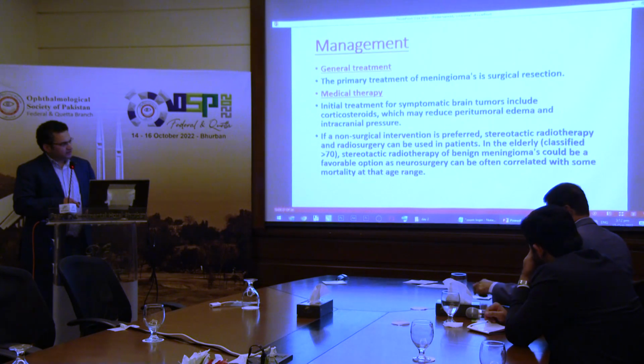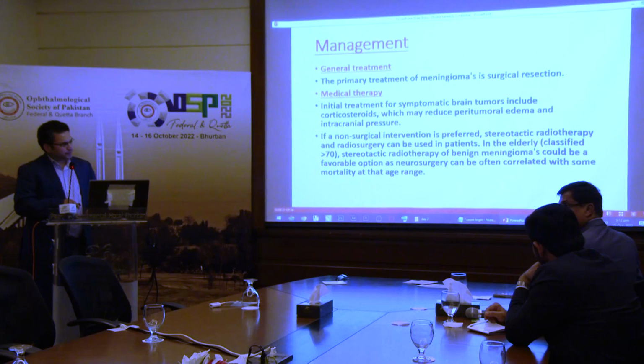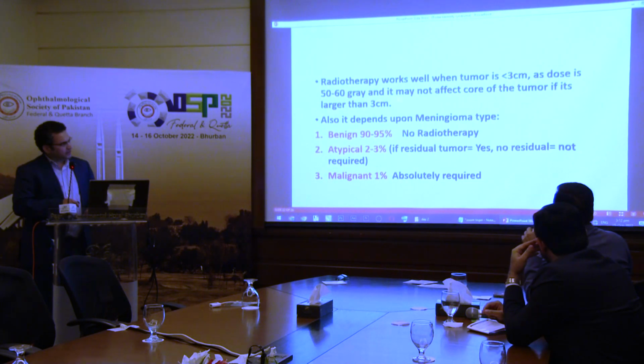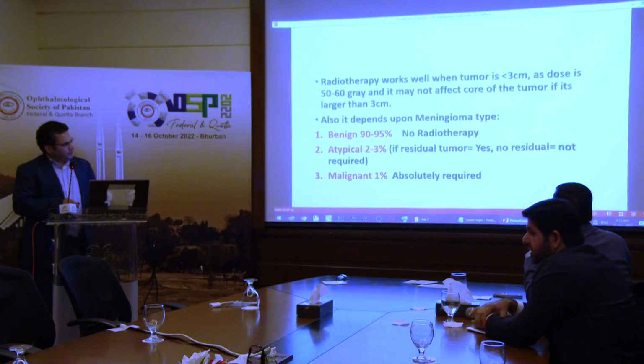If a non-surgical intervention is preferred, stereotactic radiotherapy and radiosurgery can be used in patients. In elders, classified as greater than 70, stereotactic radiotherapy of benign meningioma could be a favorable option, as neurosurgery can be correlated with some mortality at this age. Radiotherapy works well when the tumor is less than 3 cm, as the dose is 50 to 60 gray, and it may not affect the core of the tumor if it is larger than 3 cm. It also depends on the type of meningioma.